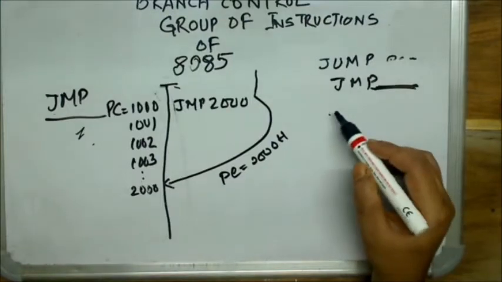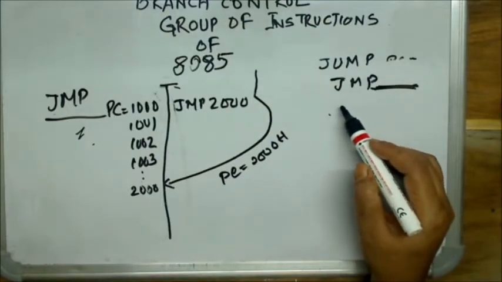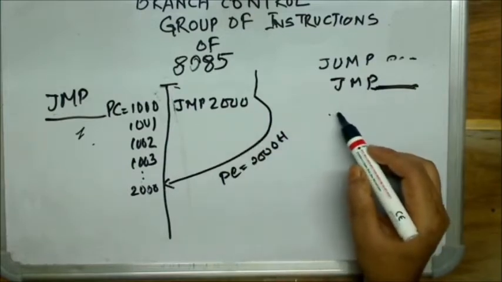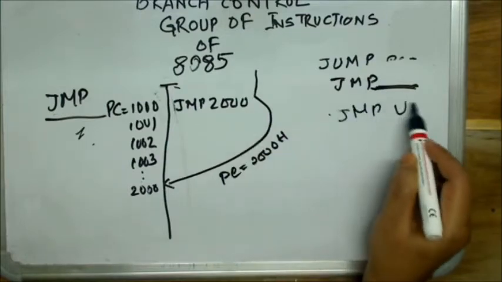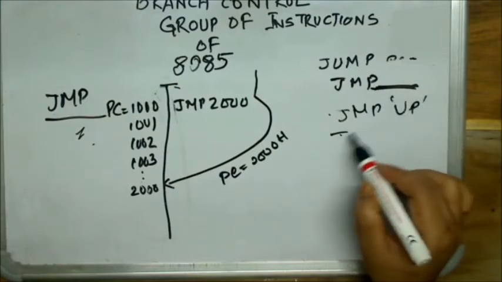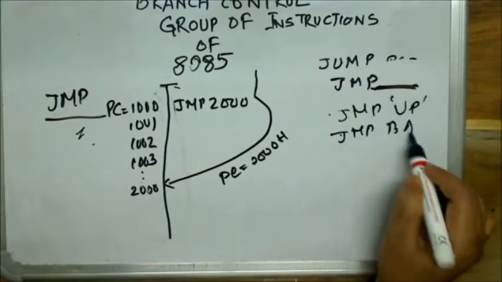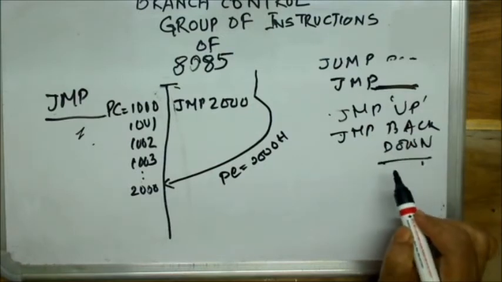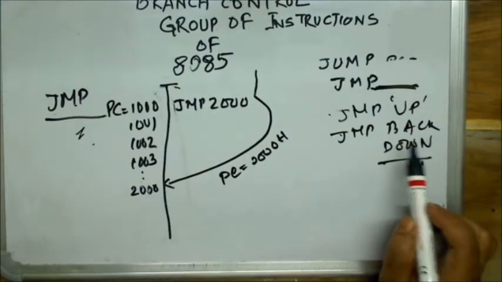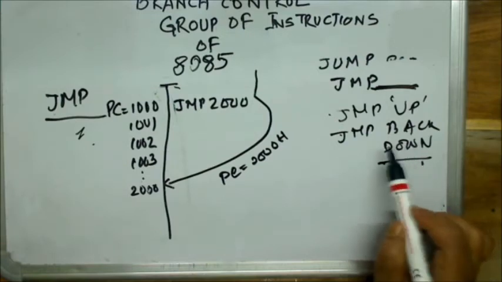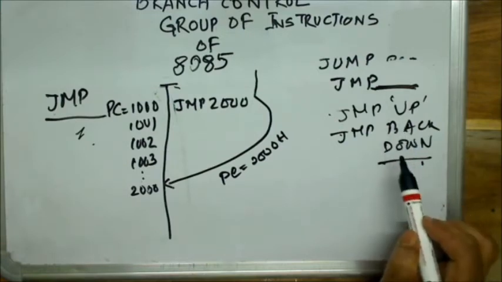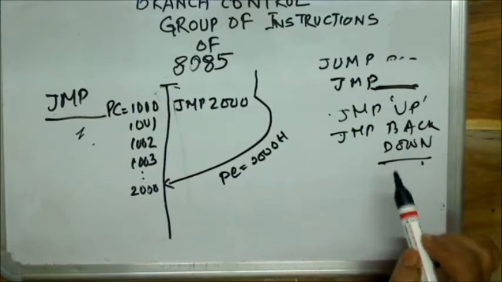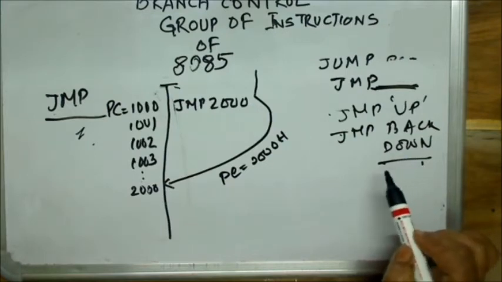If you want to access this location, you write a label next to it. Suppose I write jump up or jump back, jump down, you can use any name. So if you want to access this location, you write a label next to the instruction like these names. That code name becomes a label, so you write jump with that label.